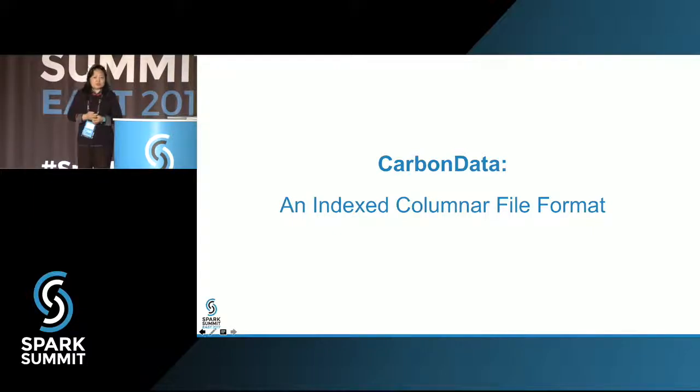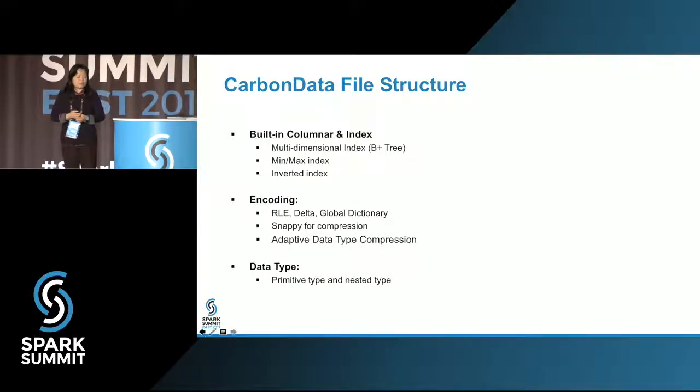So if I have to use one sentence to summarize what CarbonData is, CarbonData is an indexed columnar file format. So what do we mean? From a very high level, you can see we introduced multi-level indexes to columnar storage. From the multi-dimensional B-tree index, we also support a column level min-max index, as well as a column chunk level inverted index. We're going to talk in more detail in follow-on slides.